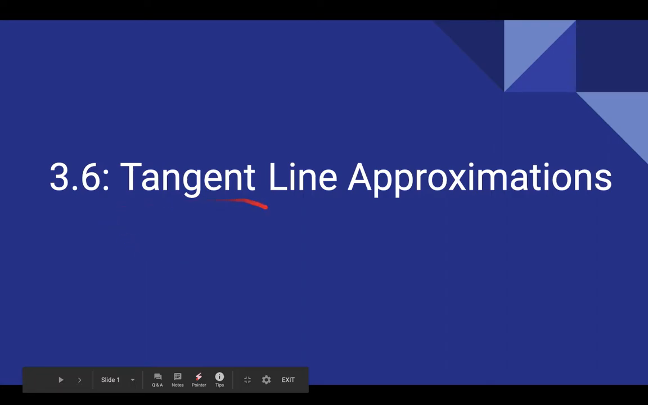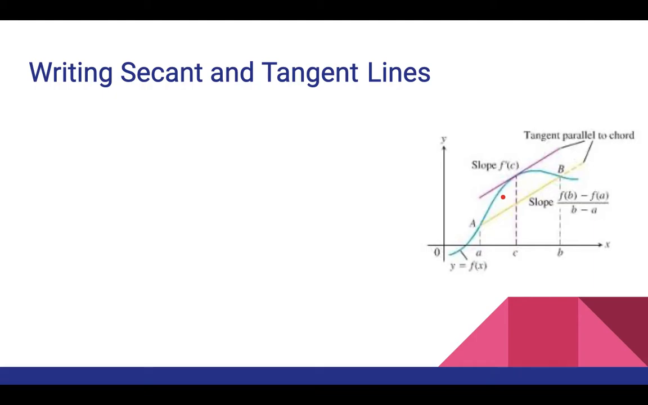In this lesson, we'll look at tangent line approximations. Specifically, provided the derivative at a point x, how can we write the tangent line to the curve at that point and then use that tangent line to approximate function values near that point? So first, we'll look at how to write secant and tangent lines.